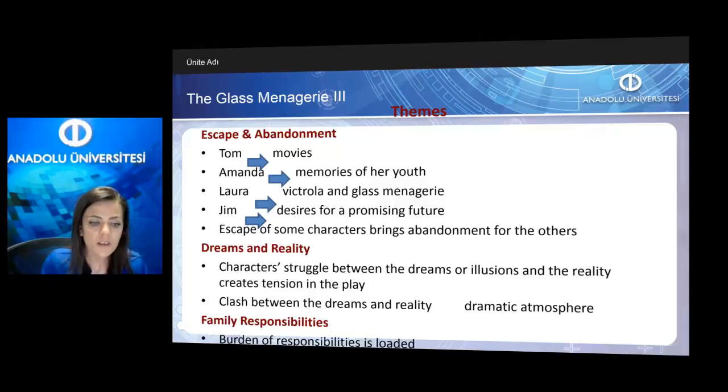The third theme is family responsibilities. The burden of responsibilities is loaded on some characters, especially on Tom. He is now in the role of the head of the family. But also Amanda has some kind of responsibilities, and even Laura is feeling this responsibility of trying to find a gentleman caller for her own future.